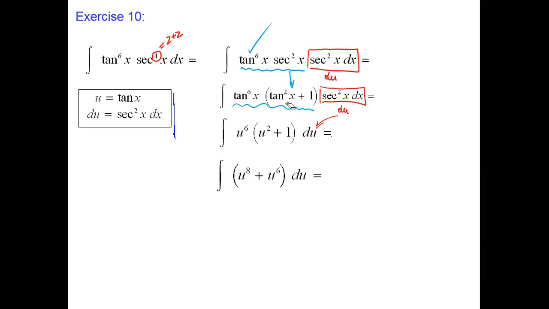Let's distribute. U to the power of 6 times u to the power of 2 is u to the 8, and u to the 6. Integration gives u to the 9 over 9 plus u to the 7 over 7. Then substitute back in terms of u, tangent of x. I want you to be confident, especially with the first step: if it's even, attack the secant. Okay, let's see what else I have.